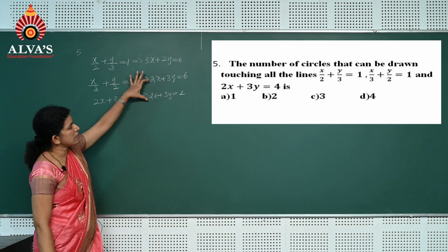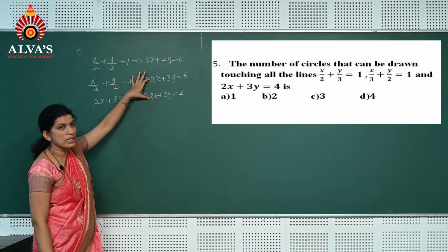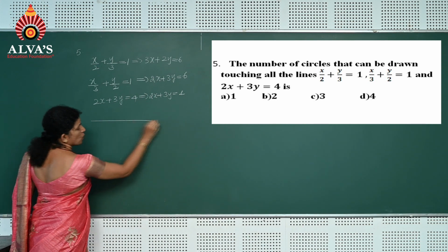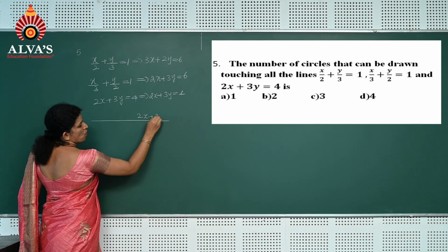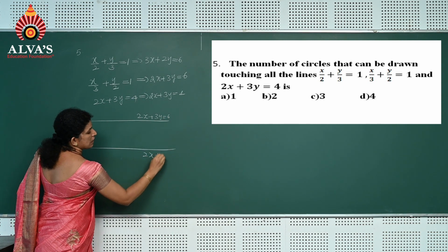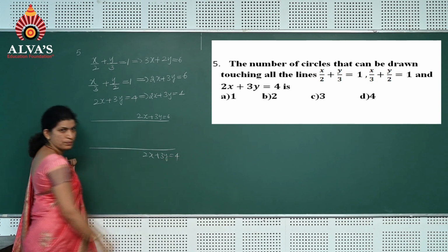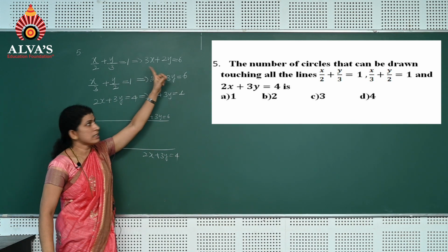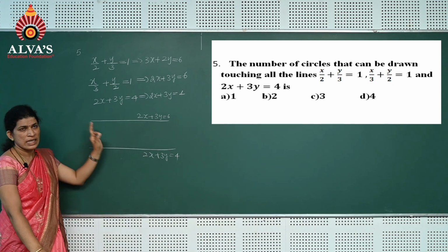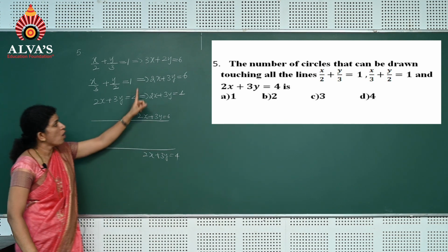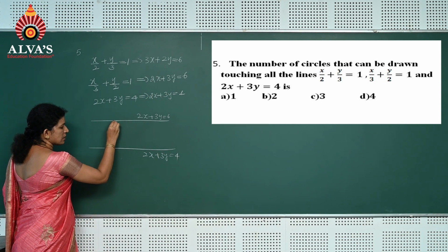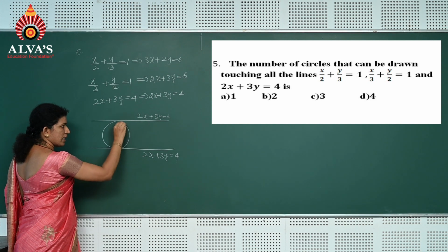See here, you can see that the last two equations are parallel to each other. One is 2x + 3y = 6, another is 2x + 3y = 4, and the other line is 3x + 2y = 6. We want the number of circles that touch all the three lines. See here, the circles come like this, it should touch both the parallel lines.